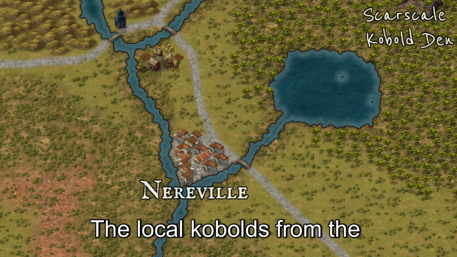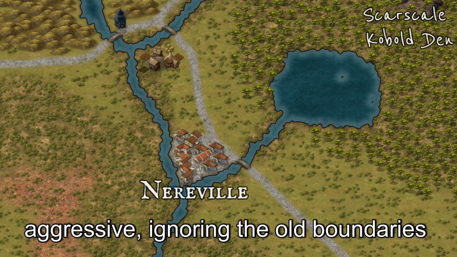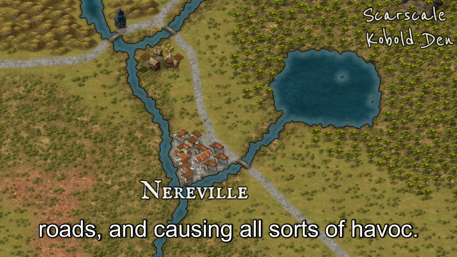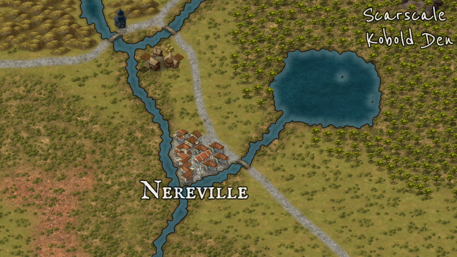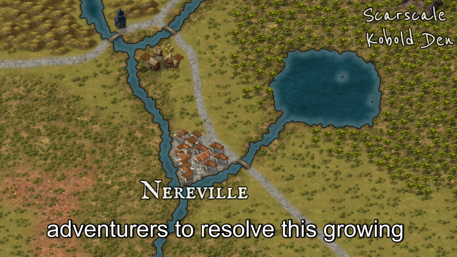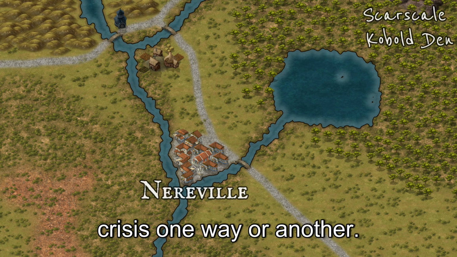The local kobolds from the Scarscale tribe have been much more aggressive, ignoring the old boundaries and pushing into farmlands, trading roads, and causing all sorts of havoc. It was up to you and your fellow adventurers to resolve this growing crisis one way or another.